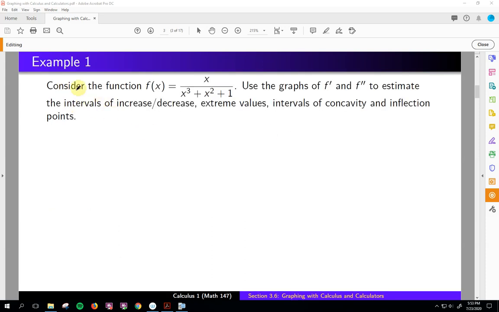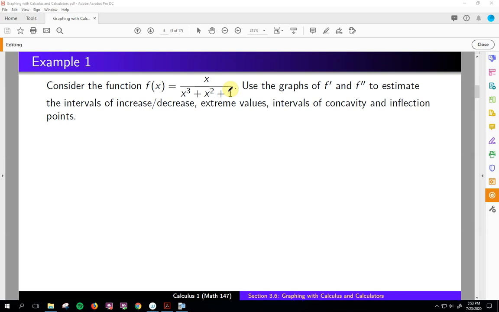Okay, so in example 1, we have this function. It doesn't look too terribly bad, but it is absolutely awful. You'll see this when you start taking derivatives of this thing. It is not easy to work with. So this is why we're going to use the calculator to help us pick things out.